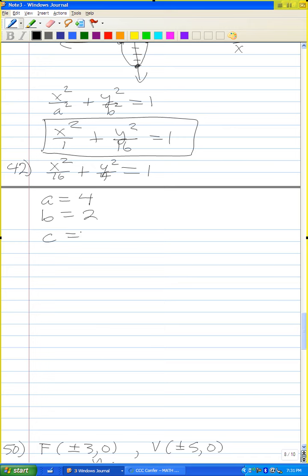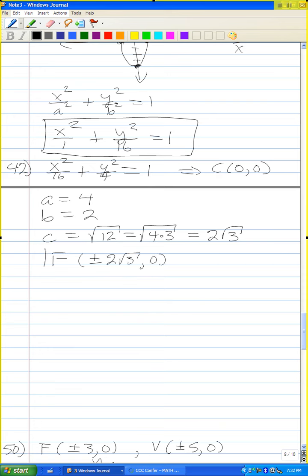C is equal to, well, 16 minus 4. I take the larger number, 16, subtract 4, 12. I can write 12 as 4 times 3. Square root of 4 is 2. And so, let me determine my foci. Since the center is at the origin, and 4 is bigger than 2, the foci are located at plus or minus 2 root 3, 0.